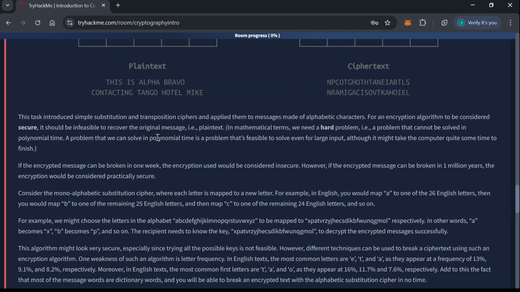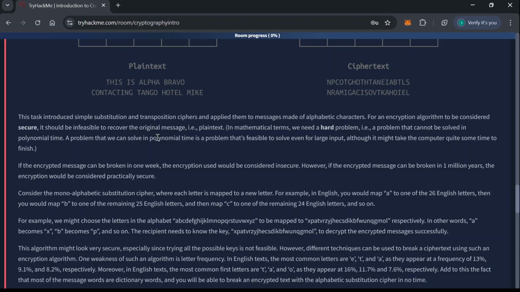If the encrypted message can be broken in a week, the encryption used will be considered insecure. However, if the encrypted message can be broken in 1 million years, the encryption will be considered practically secure. Let's consider the monoalphabetic substitution cipher. Mono as in one alphabet, right? Where each letter is mapped to a new letter.